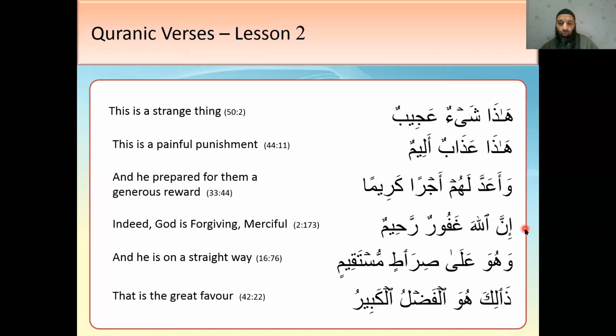Okay, sister, for the next one, Wahuwa: and he is. The context of this is making it 'he is'. Ala: on. Siratin: a path, a way. Mustaqimin: straight. So he's on a straight path. What case is siratin? Majroor. So look at the description of it, it is majroor also. This may help when you're doing hifz and reading a word. You need to know more rules than just one or two, but it might sometimes help you. Siratin is majroor, so mustaqimin might be that as well.